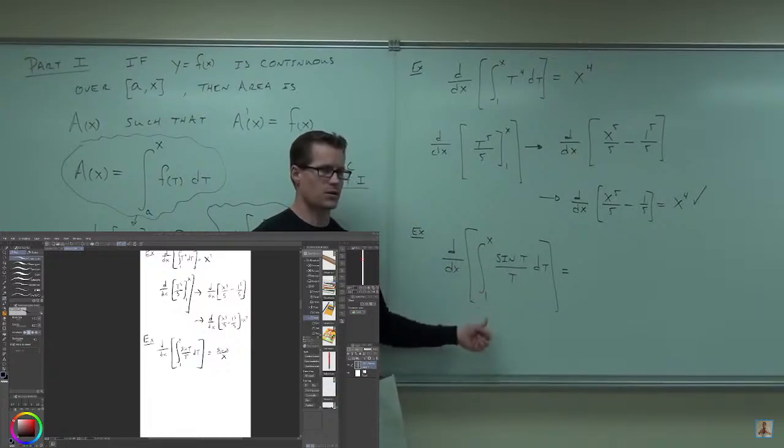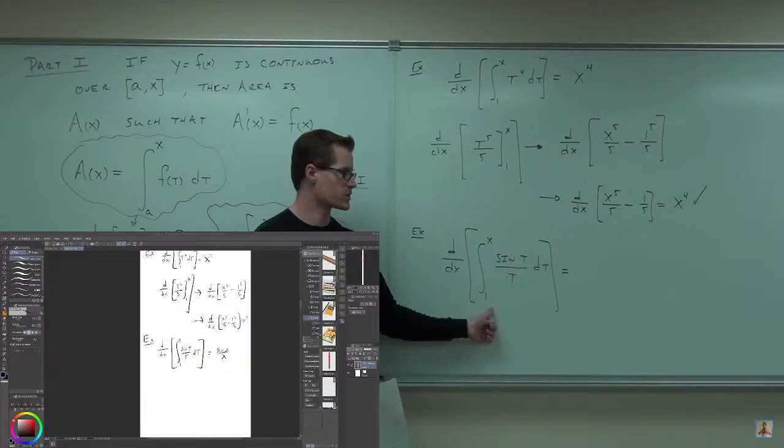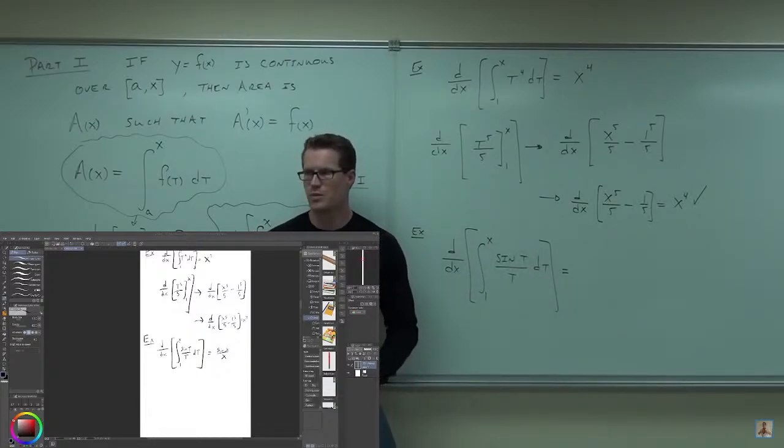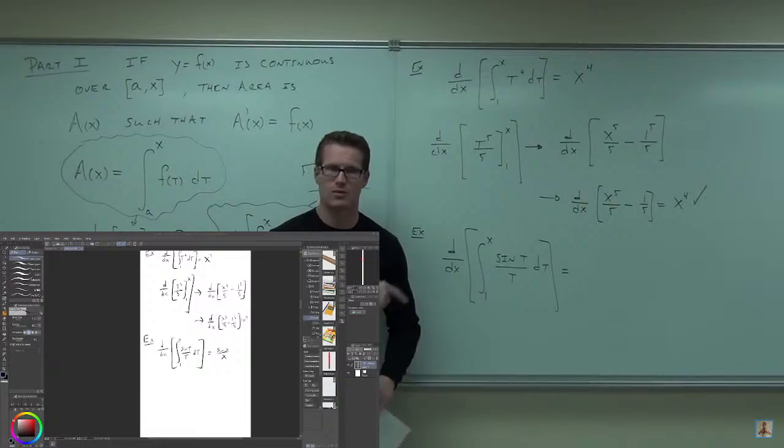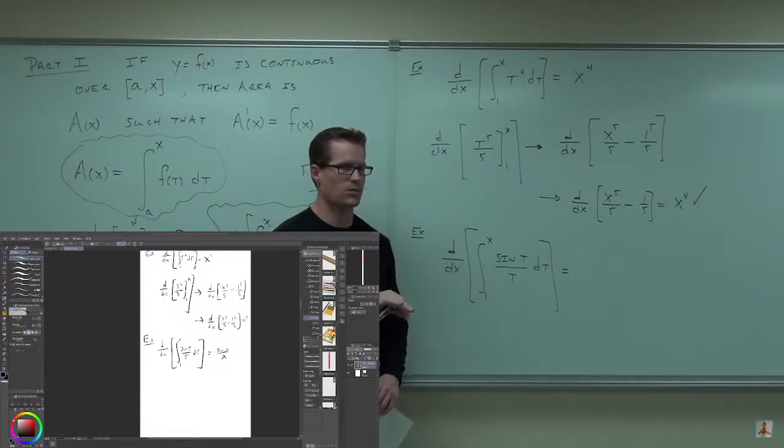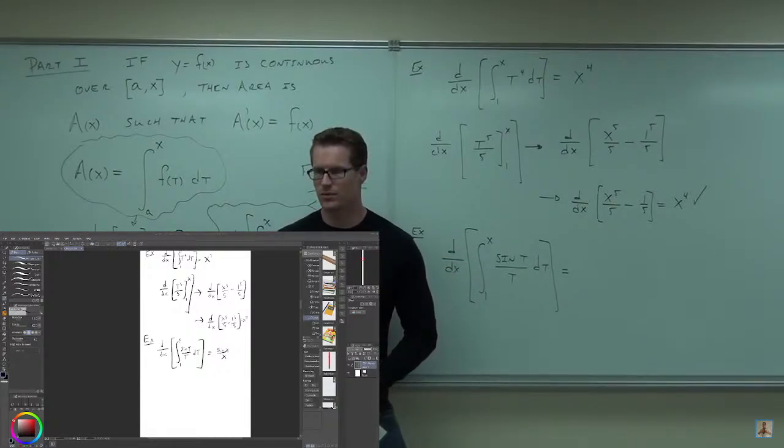Are we okay here? 1 to x. Remember, this is the small number, so it can't go backwards. Are we okay? What's the one number that's not okay? We miss 0, so we're okay. If this had gone from like -1 to x, we'd probably have a problem because we couldn't evaluate that integral.